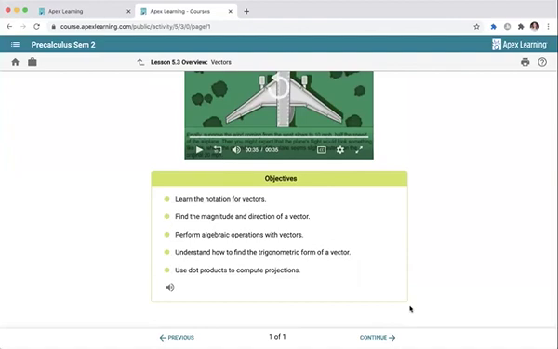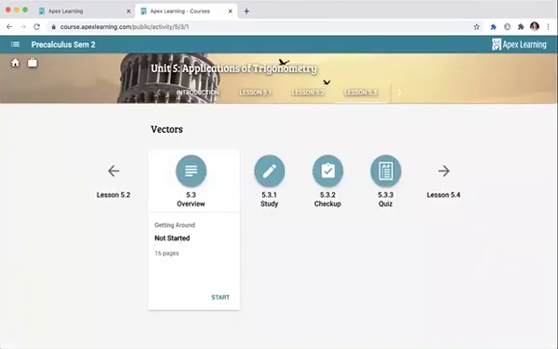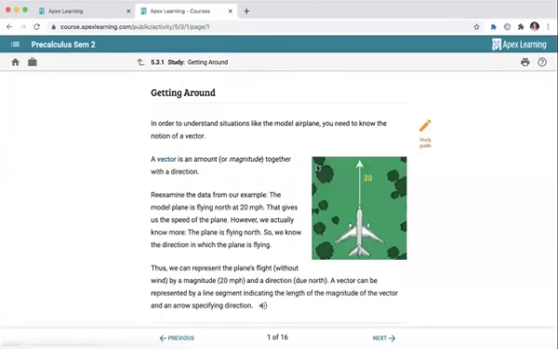So we're going to look at how we describe those. What do they look like? All these different things. And again, it's all under the guise of this new term called a vector. A vector is an amount or a magnitude along with a direction.